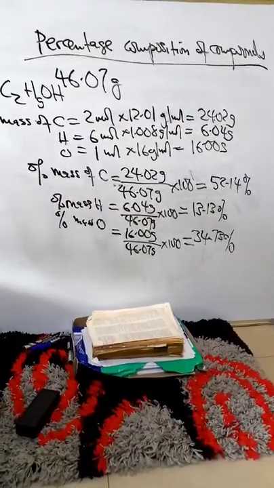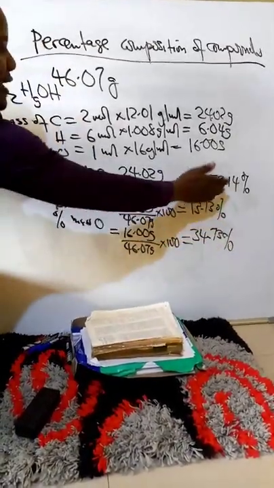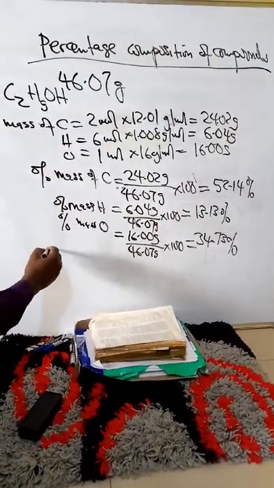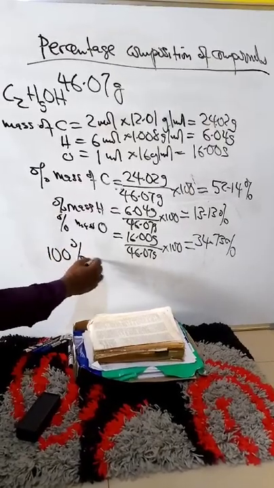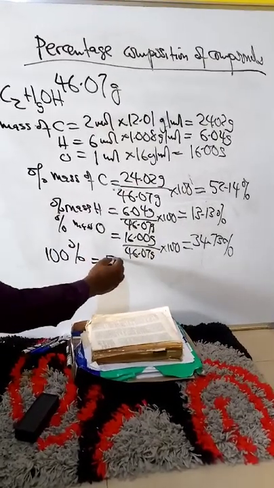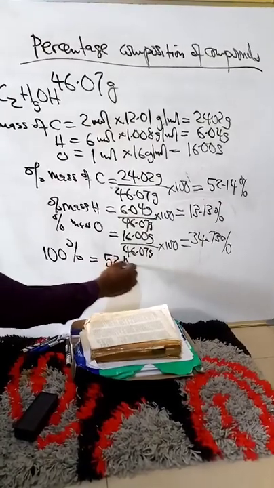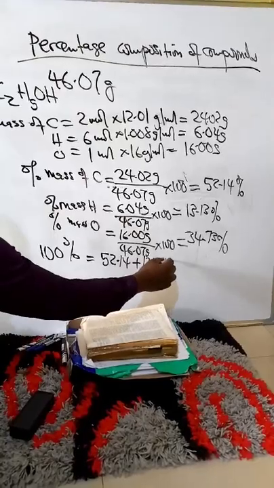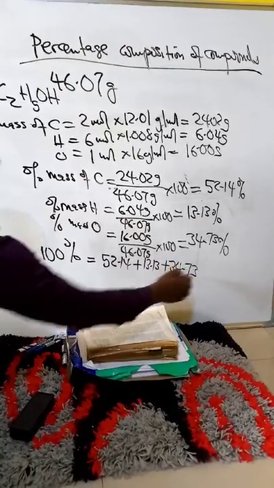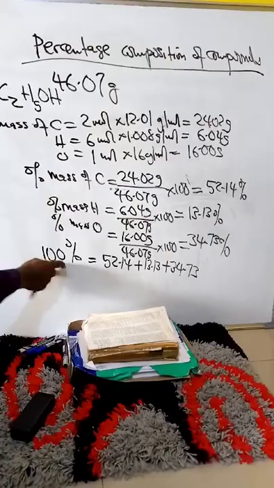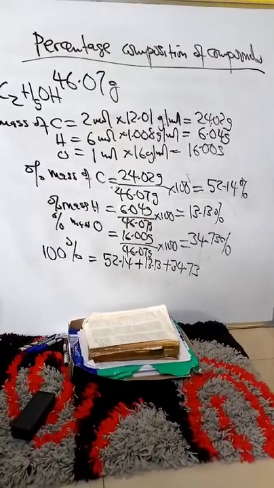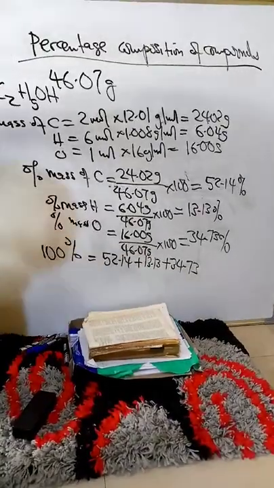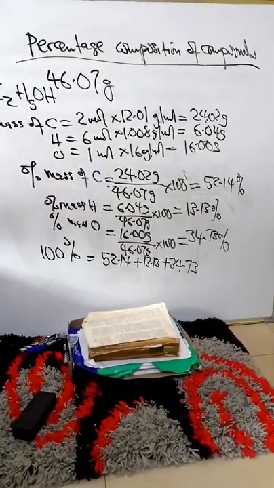So note that the total percentage must add up to 100%. So we can simply add 52.14 plus 13.13 plus 34.73. So when we add, it will give us 100%. So this one is just used to check that our calculations were correct.